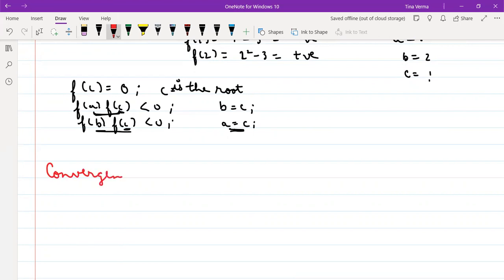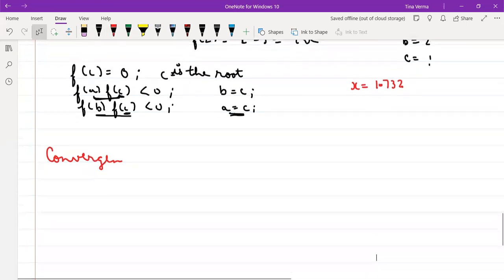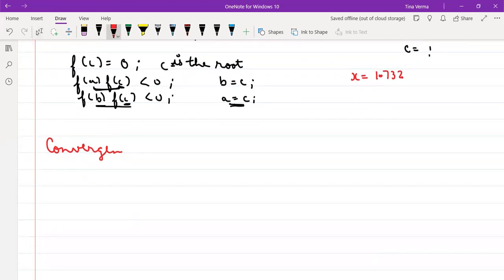So when you will continue this, the previous example, after some iterations, you will get x is equal to 1.732, which is the approximate root of x square minus 3. And you have also seen that under root 3 is also, we take equivalent to 1.732. Next is convergence, order of convergence.